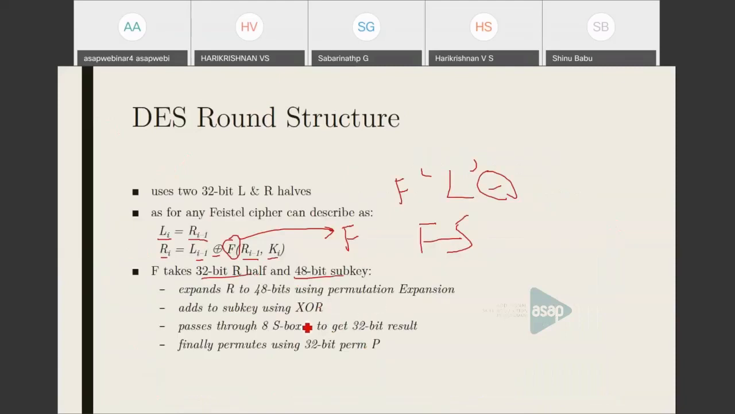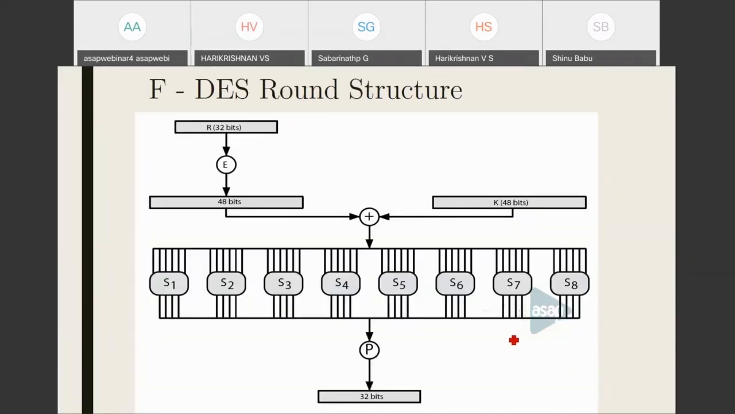What happens inside the F structure is shown over here. I will just pause here for 1 second so that you can get a screenshot of this. This is quite important. What happens inside the F function of the data encryption standard? Now, this is the answer to that gentleman's question. Okay, what happens inside the F function?